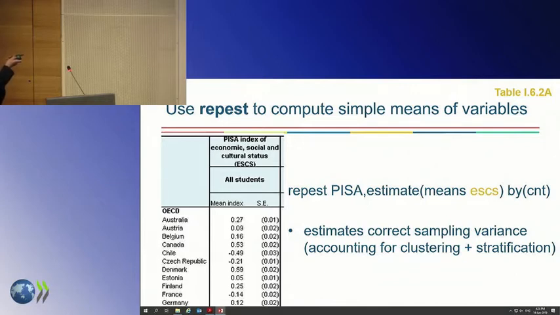So the syntax works this way. Just look at this part. That's very close to a Stata command, and repest is going to work as a shell. You need to specify the survey name, the Stata command inside estimate, and then you can also specify that you want a result for every country. And this simple line is going to give you correct standard errors for this table.